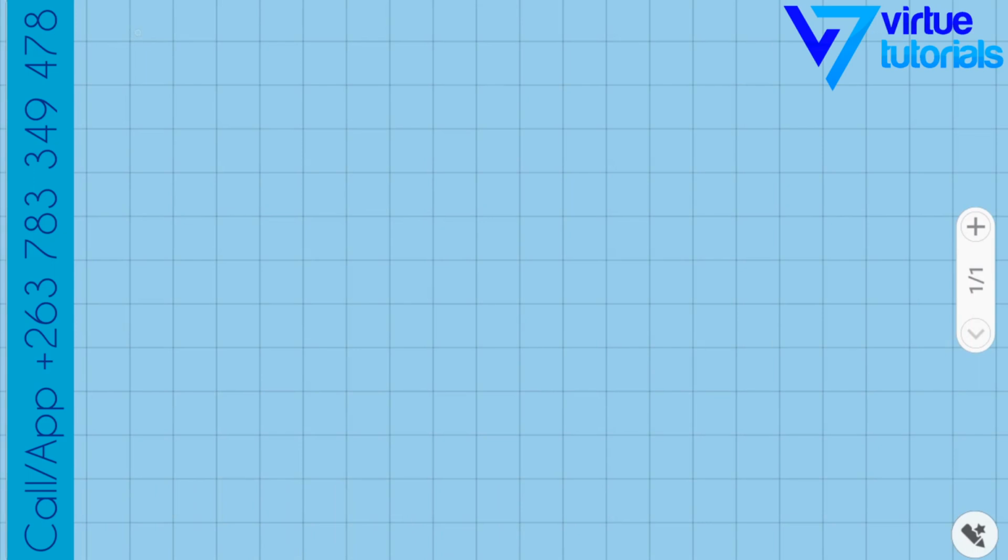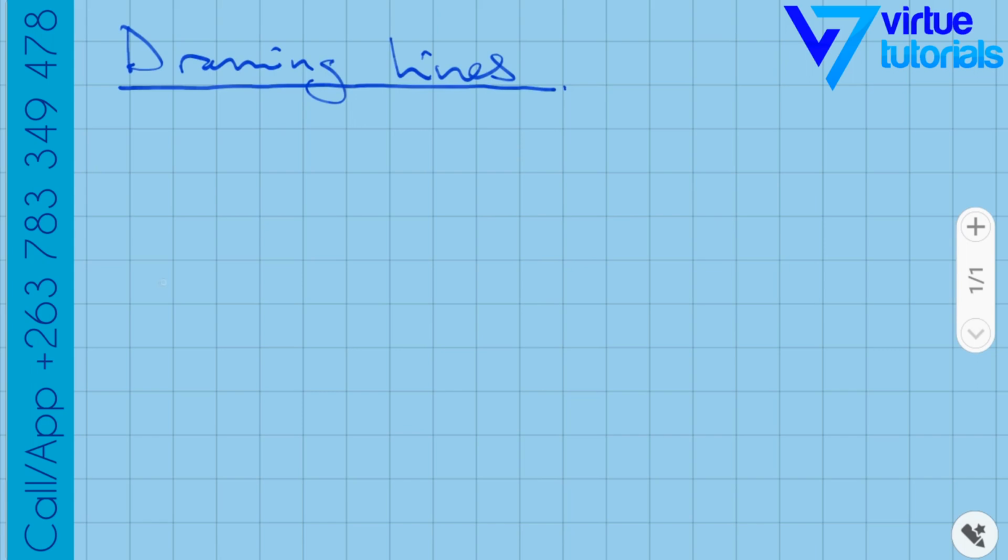Okay, we looked at finding the equations of a line. Now we want to look at drawing the lines. Okay, and we're going to use examples. So if you're going to draw a line, you need to know simply 2 or 3 points that it passes through, right? If I have this point and I have another point here, right?